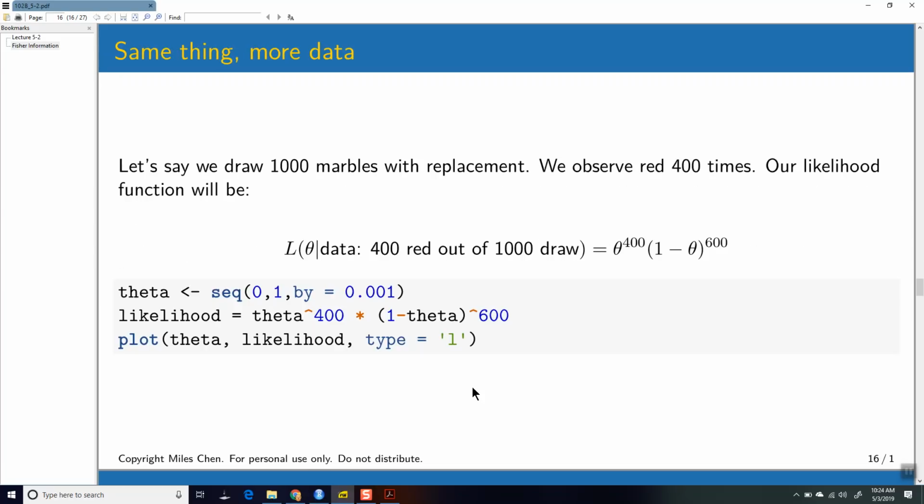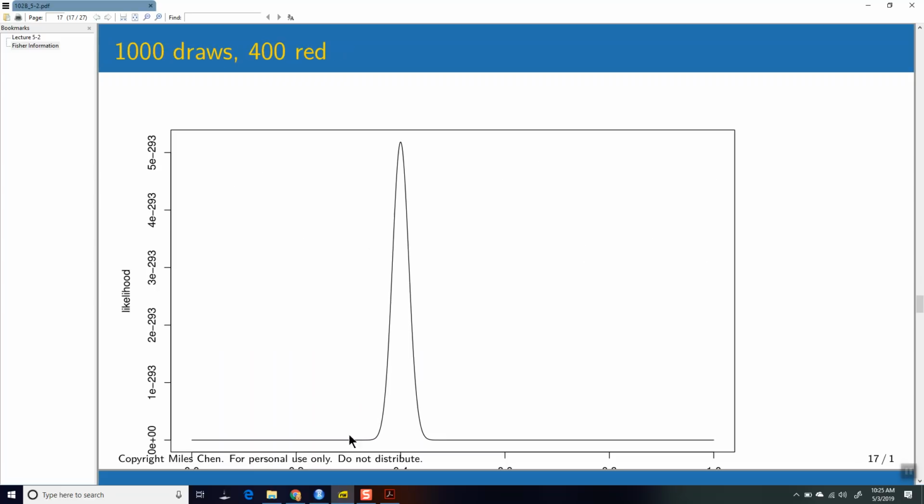On the other hand, we can keep drawing more marbles with replacement. This time I'm going to draw 1,000, and I get 400 red marbles. So my likelihood function looks like this: theta to the 400 and 1 minus theta to the 600. And then when we plot that, our likelihood function looks like this.